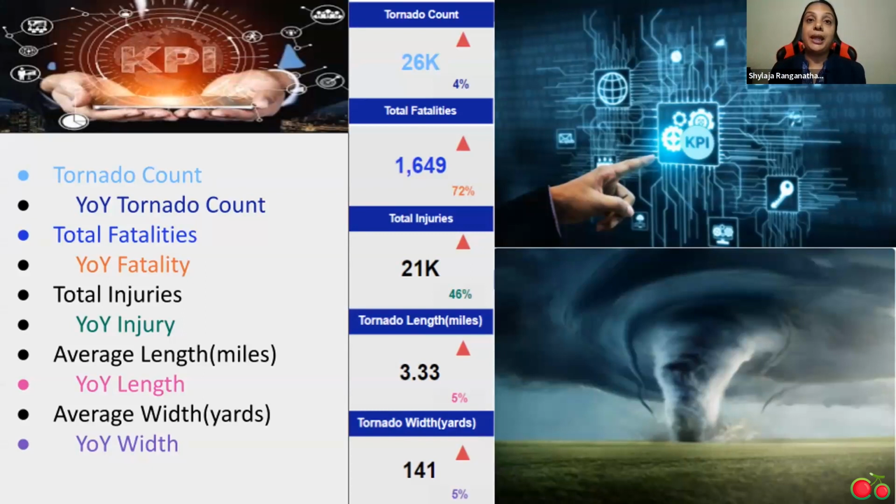I have my sub KPIs: year over year tornado count, year over year fatality. That is the changes year over year. Now, whenever the tornado count or fatalities or injuries increase year over year, that is an alert, right? It should not happen. So I have used the red indicator for it. Whenever the sub KPIs drop in value, then I have used the green indicator for it.